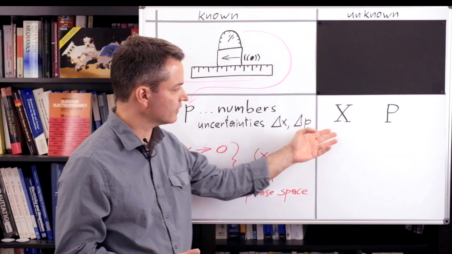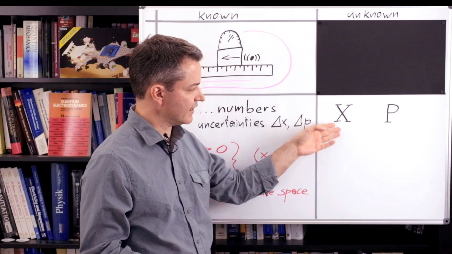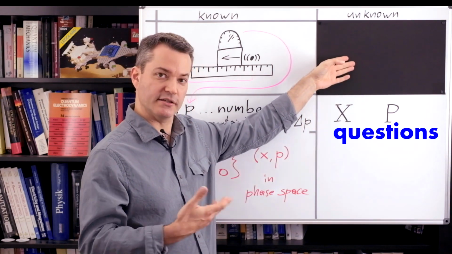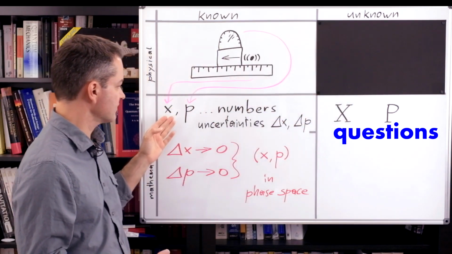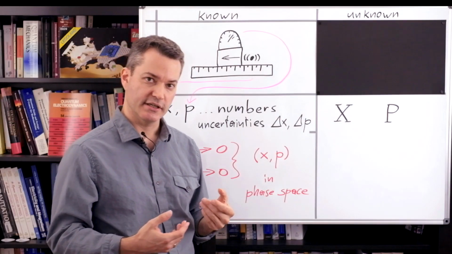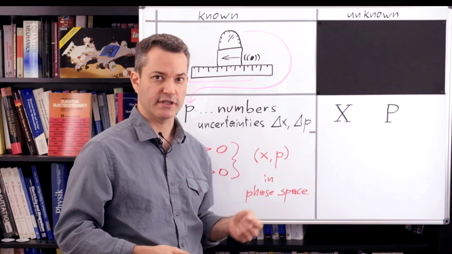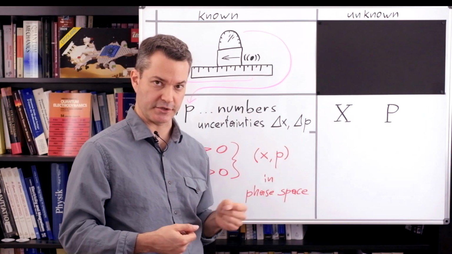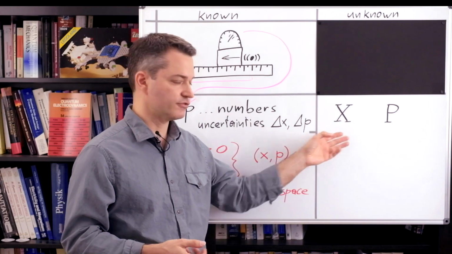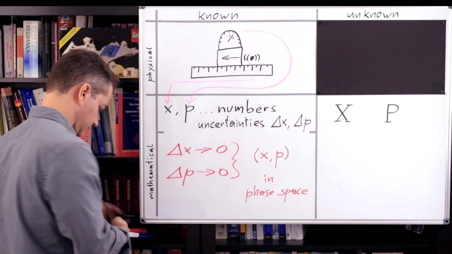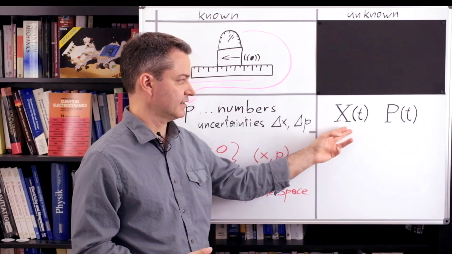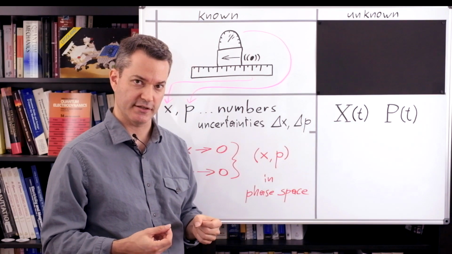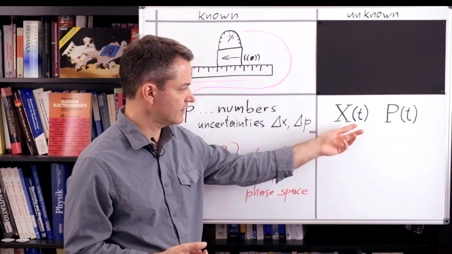A good way to think about the unknown physical quantities is that they represent the questions we can ask about the physical situation. The known physical quantities are then the answers to these questions. As we are interested in the behavior of the system in the future, we need to introduce the role of time in our description. Let's indicate that the unknown physical quantities may depend on time. For each time t, x of t represents a different question, namely the question, where is the particle at time t?